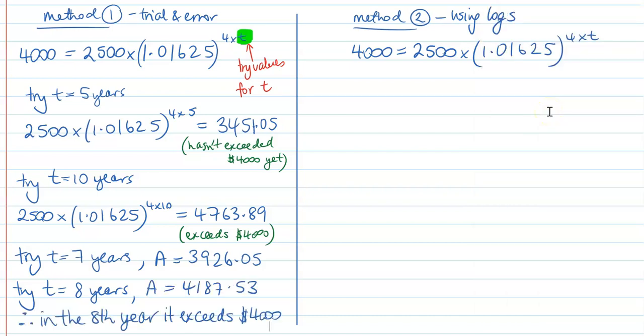Okay, so after the 7th year, we had a balance of $3,926.05. And then by the end of the 8th year, we'd have a balance of $4,187.53. So a concluding statement would say something like, in the 8th year, it exceeds $4,000.